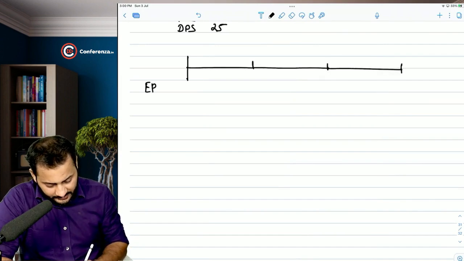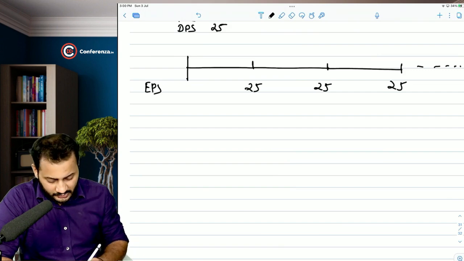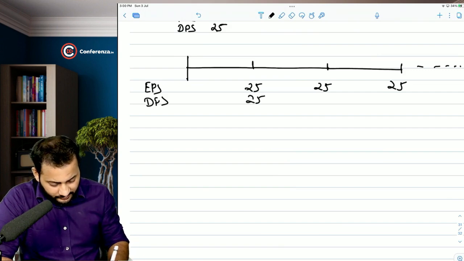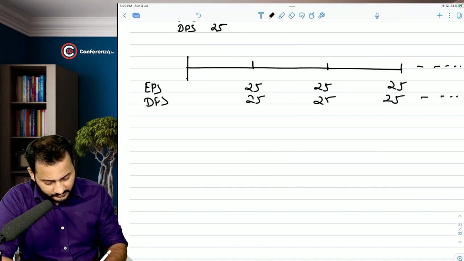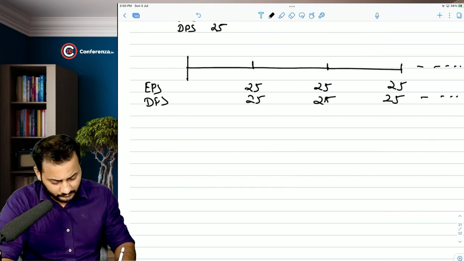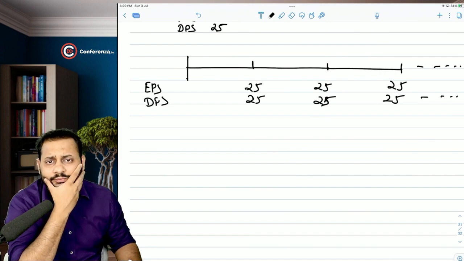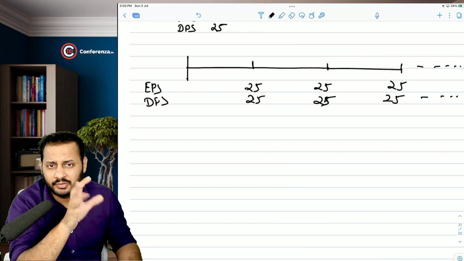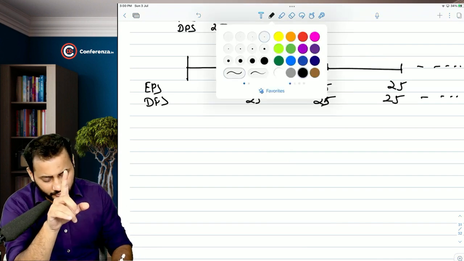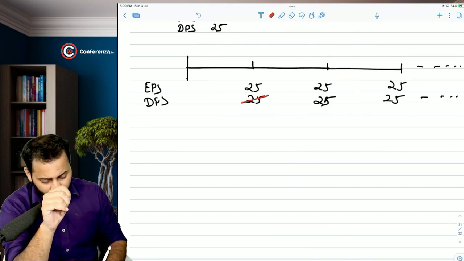The company's EPS is 25, 25, 25 and so on. The company's DPS is also 25, 25, 25 and so on. This will keep going on. If you don't want to make any addition or investment in the company, you will get the DPS of 25 only. But there is one opportunity. Instead of paying this much dividend, how many shares are there? 10 lakhs.